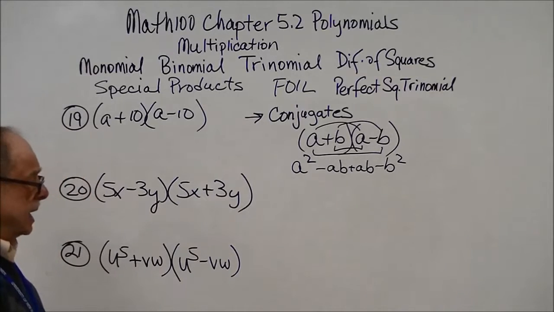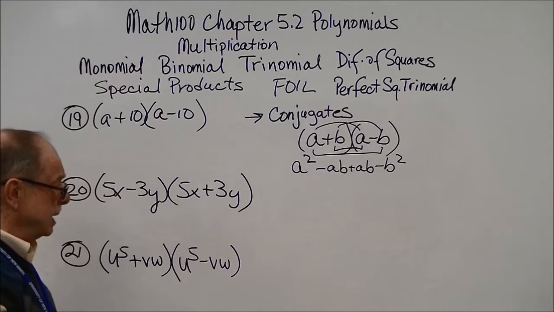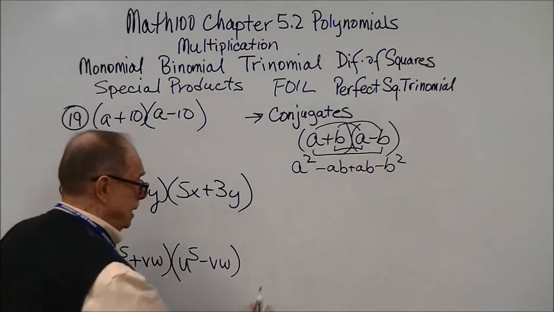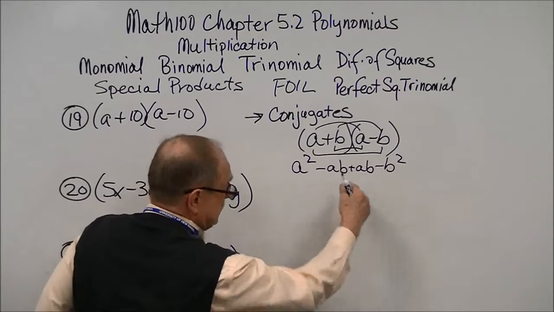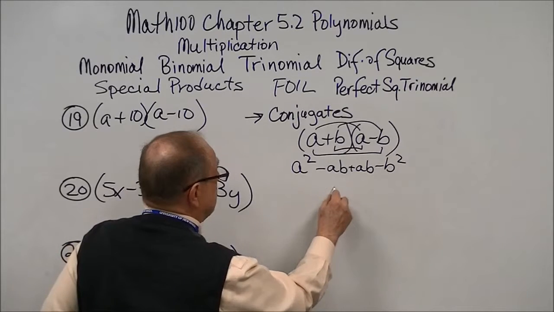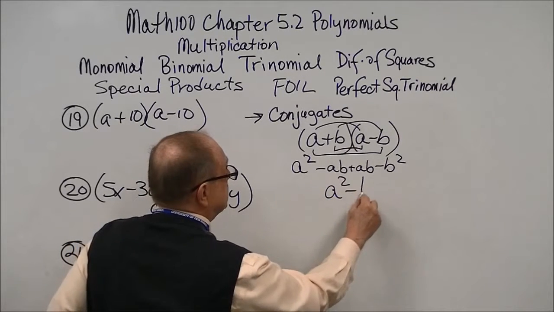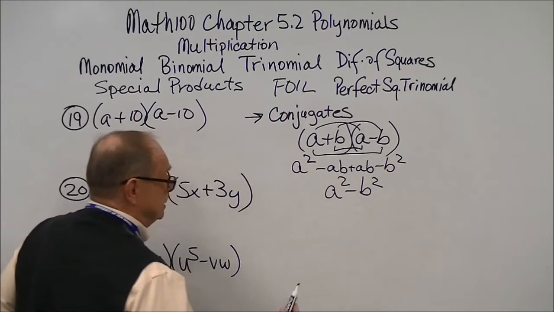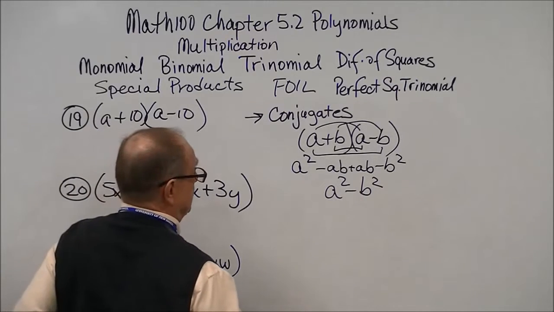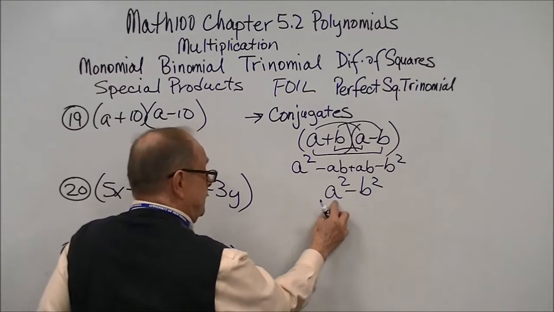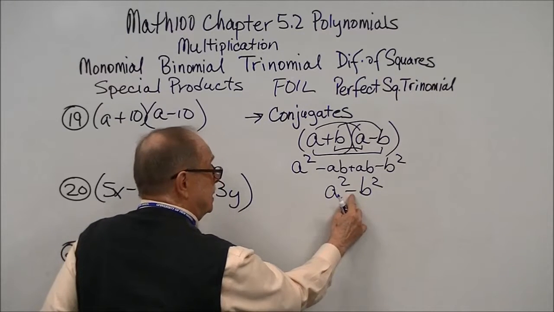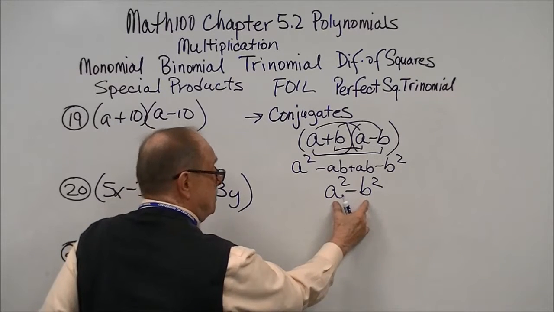Now an interesting thing happens when you multiply conjugates. That is, the middle terms are opposites of each other, so they cancel out. And you're left with a squared minus b squared, which is another term we have up here. The difference of perfect squares. This is the difference, because of the negative sign, of perfect squares.